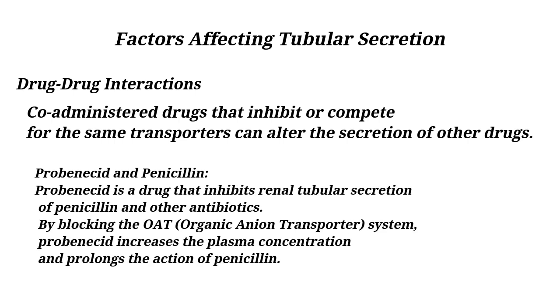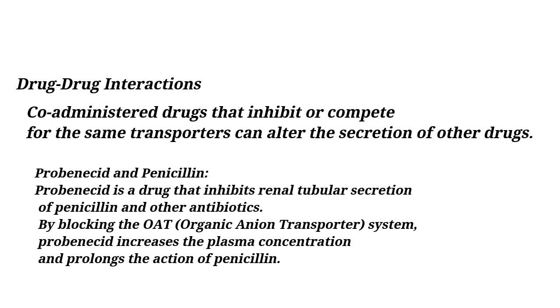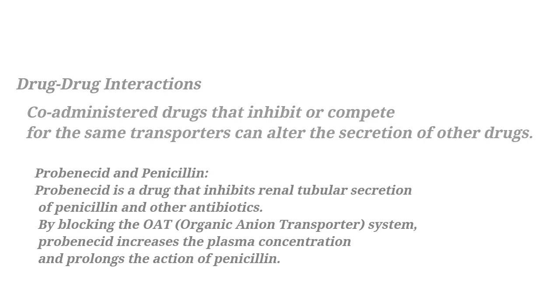Example of drug-drug interaction: probenecid and penicillin. Probenecid is a drug that inhibits the secretion of penicillin by blocking the OAT system. This increases the penicillin levels in the blood and prolongs its action.